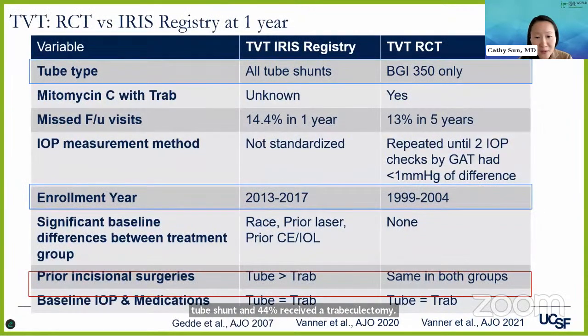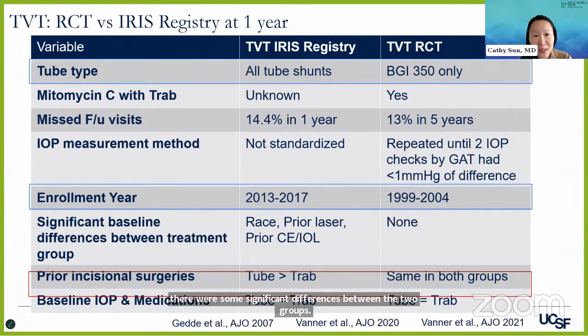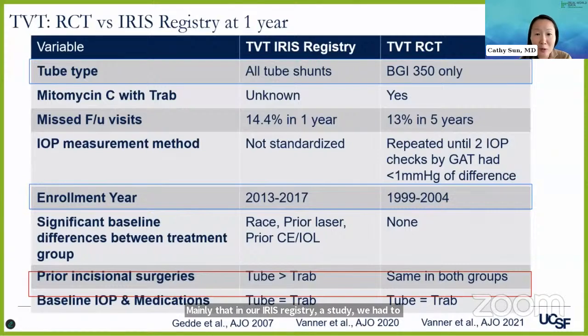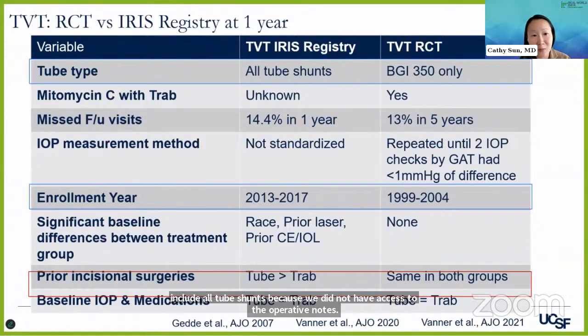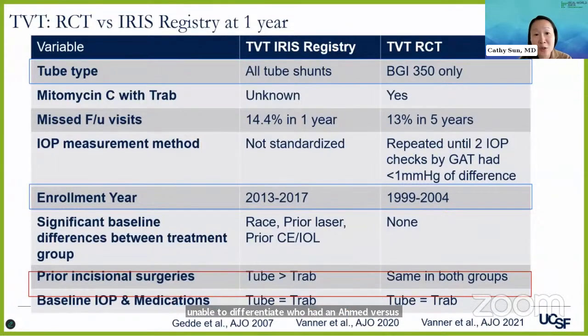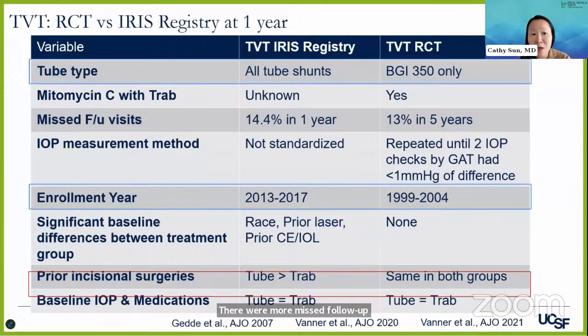So there were some significant differences between the two groups, mainly that in our IRIS registry study, we had to include all tube shunts because we did not have access to the operative notes, so it was unable to differentiate who had an Ahmed versus a Baerveldt. Similarly, we did not know if patients received mitomycin C, but it was standard of care, so presumably yes. There were more missed follow-up visits in the IRIS registry as expected with real-world data. There was no standardized IOP measurement method.